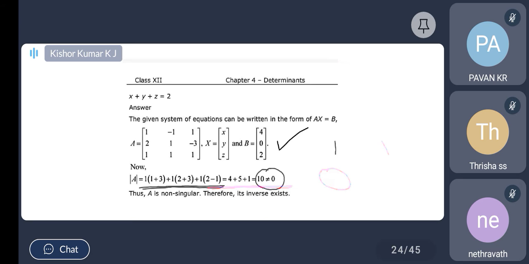Plus, minus, plus are the signs. Consider the first element, delete the corresponding row and column. You will get 1 into 1, it is 1, minus of minus 3, 1 minus of minus 3. So it will be 1 plus 3. So that is what you will get here. Similarly, you can expand along the second element and the third element. So hence you can get the solution: determinant of A is equal to 10.